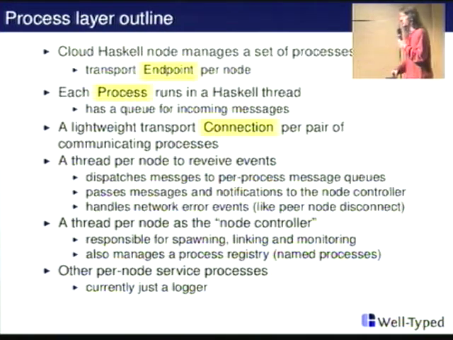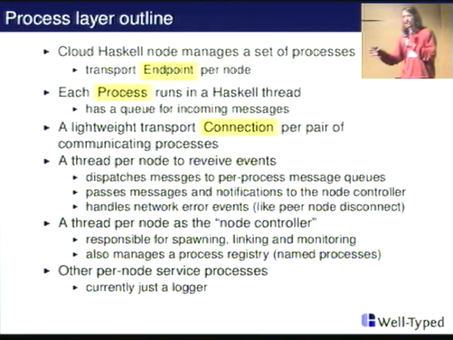Okay, so moving from the transport layer up to the process layer. This is the Cloud Haskell layer proper, if you like. It's just a very brief outline of what this implementation looks like and how it relates to the transport layer. So you have these nodes, which you can think of as being machines, and nodes are basically where processes run. They're collections of processes, and they manage those lightweight processes. In particular, there's one of these heavyweight endpoints from the network layer, one endpoint per node.